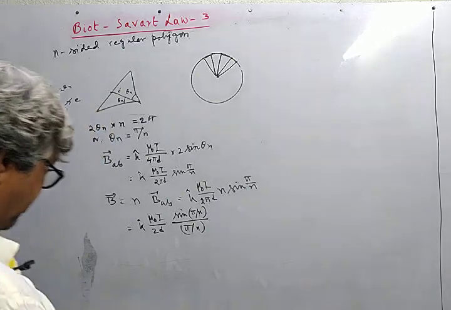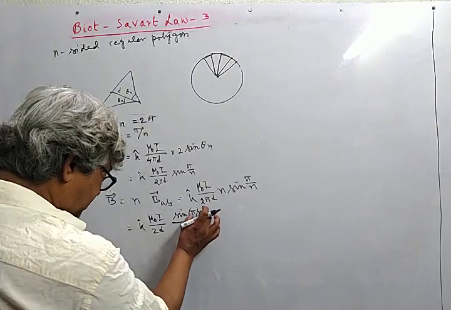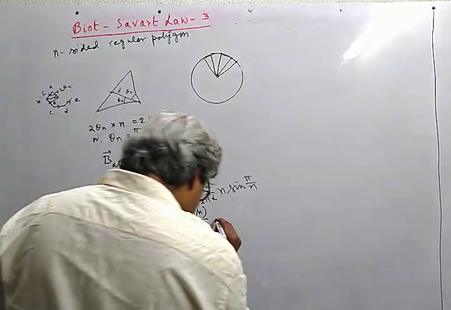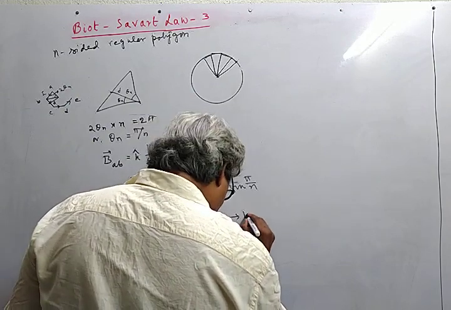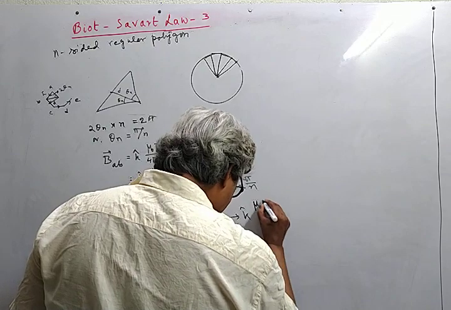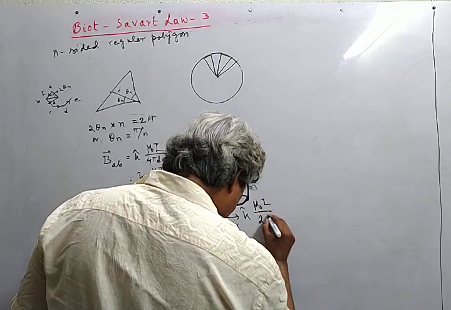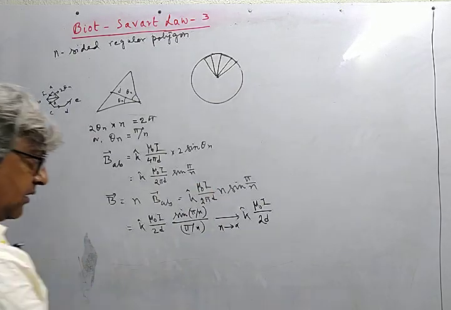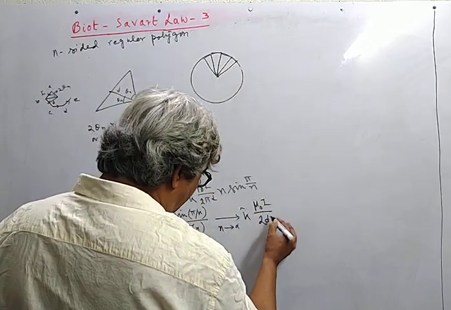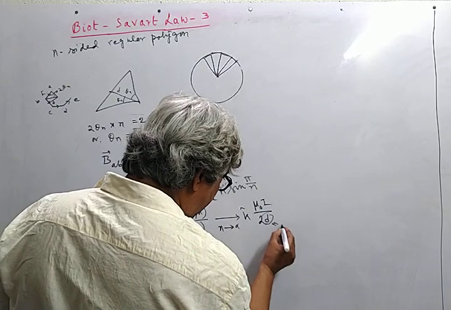And in the limit n tends to infinity, this argument goes to 0, and this goes to k cap. This is indeed the field at the center of a circle carrying a current I and radius r.